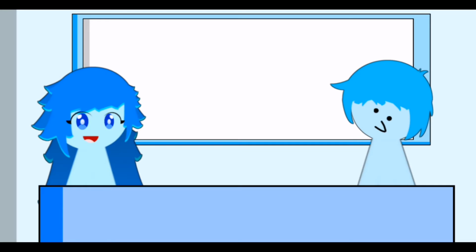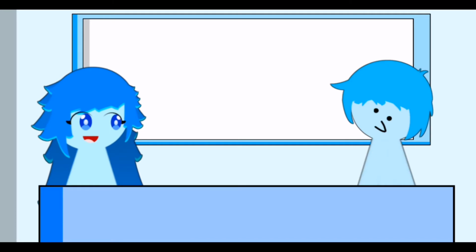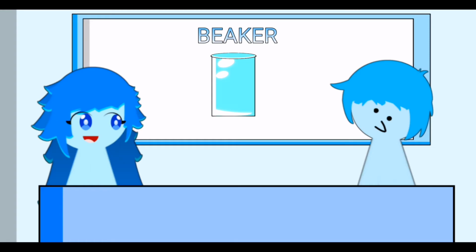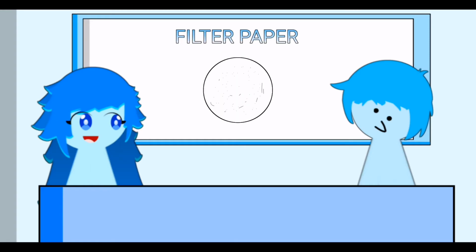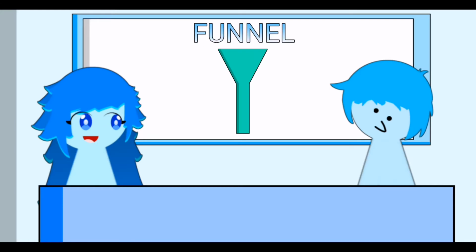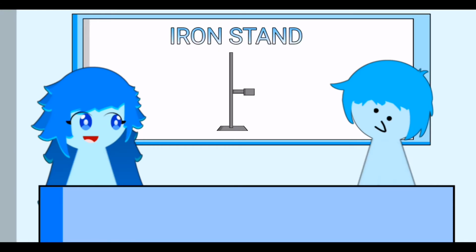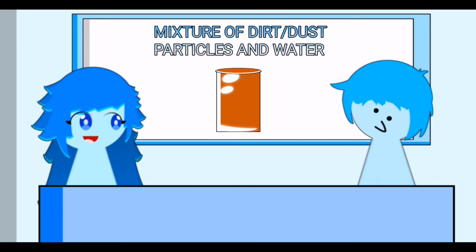We are going to perform the steps or process of filtration. Here are the materials we are going to use for this experiment. First, the beaker. Second, the filter paper. Third, the funnel. Fourth, iron stand. And fifth, a mixture of dirt or dust particles and water.